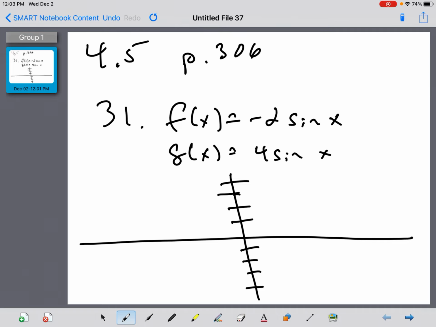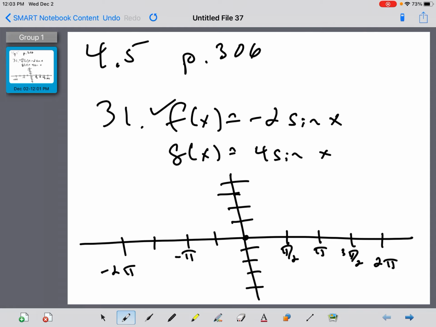So when I'm doing the first one, f of x, I'm supposed to do 2 full cycles. So I'll do 1 negative and 1 positive. All right, I know because b is 1 that this is going to be 2 pi. So this will be negative 2 pi. So then this is pi, here's negative pi. So this is pi over 2, 3 pi over 2, and so on.